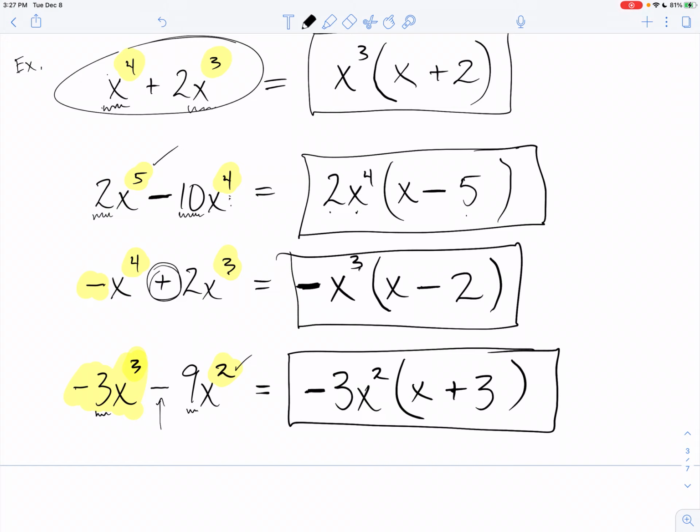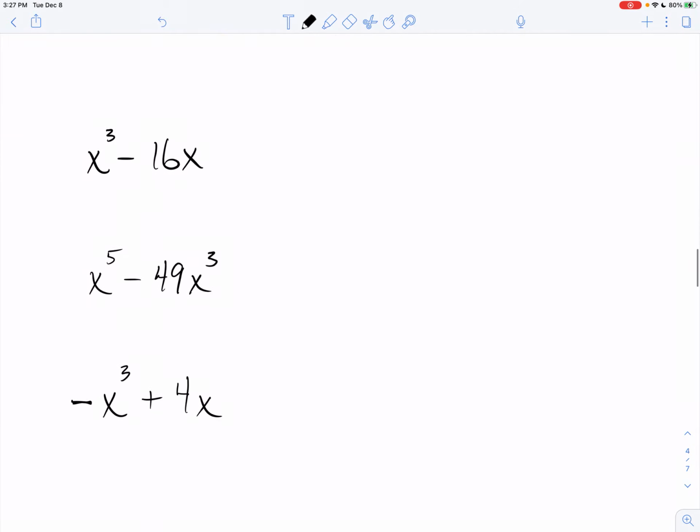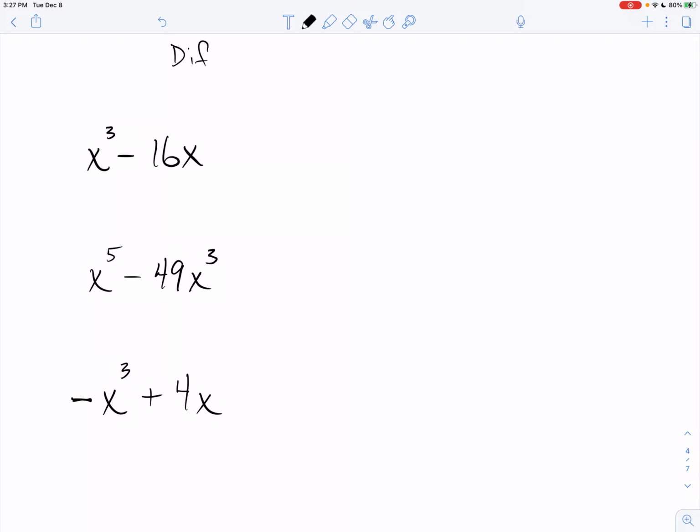But what makes all of these problems the same? Once you take out the GCF, you're done. Sometimes that happens. Well, let's look at these, because these ones are not like that. These ones have a special trick in it called the difference of squares. These ones all have the exact same thing.